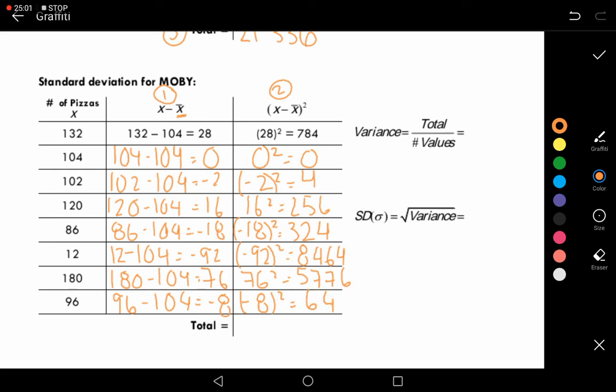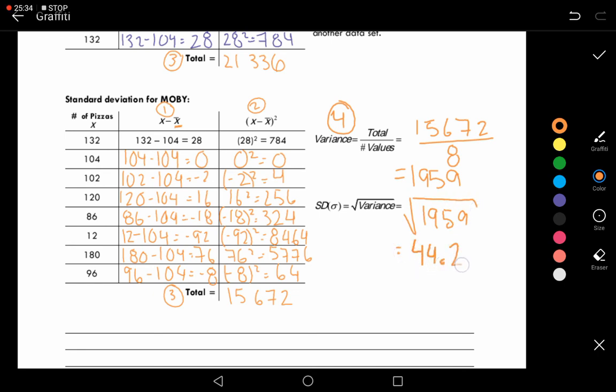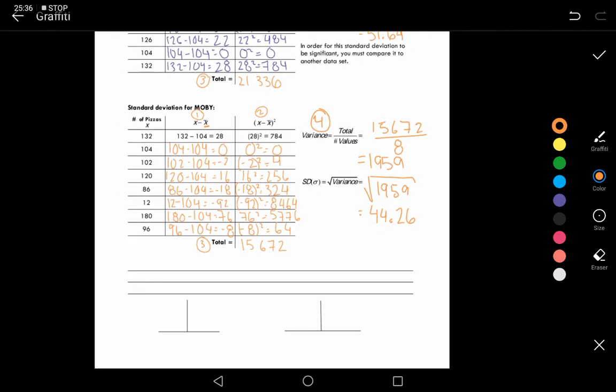Okay, step 3, remember, was to add all of those together. You should get 15,672. Step 4 is to find the variance, which just means you're taking that total that you just found and dividing it by the amount of data. So there's 8 pieces of data, so we're going to divide by 8. We get 1,959. Last step, take the square root of that number. Once we do that, we get approximately 44.26. Okay, so what does that actually mean?